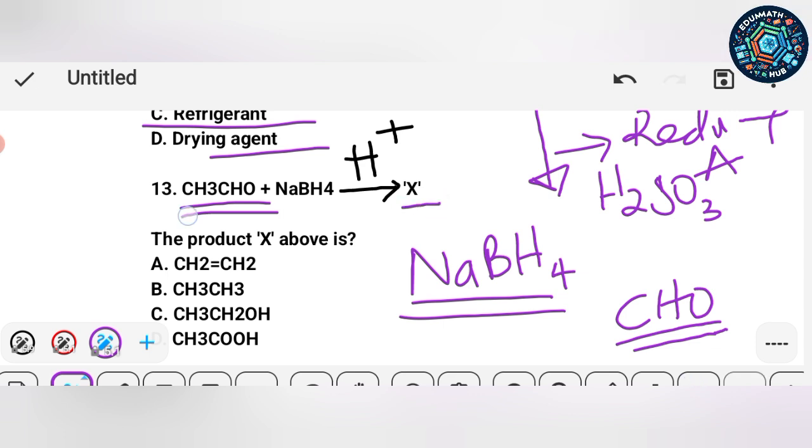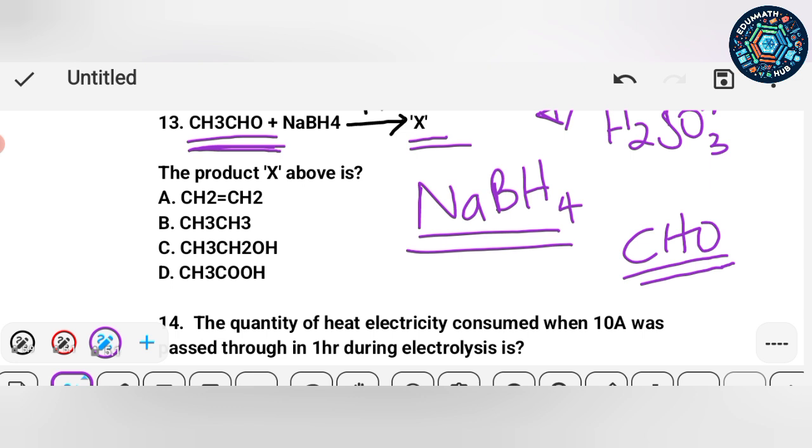So since this is ethanal, then this one will be ethanol. If this is methanal, then this one will be methanol. So that's the idea, that's the scope to use. So the formula of ethanol is C2H5OH or CH3CH2OH. So the correct answer to this question is option C. This option C here is ethanol, CH3CH2OH. That's the formula of ethanol.